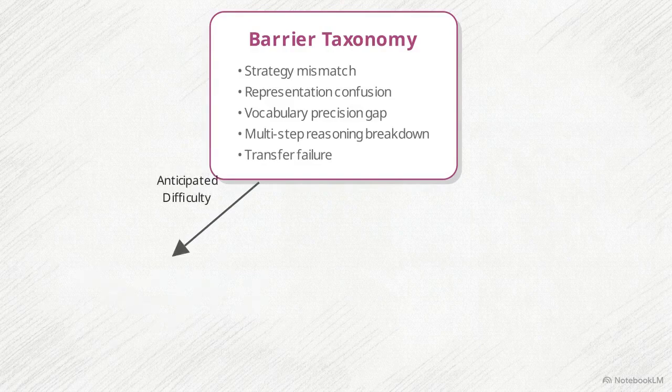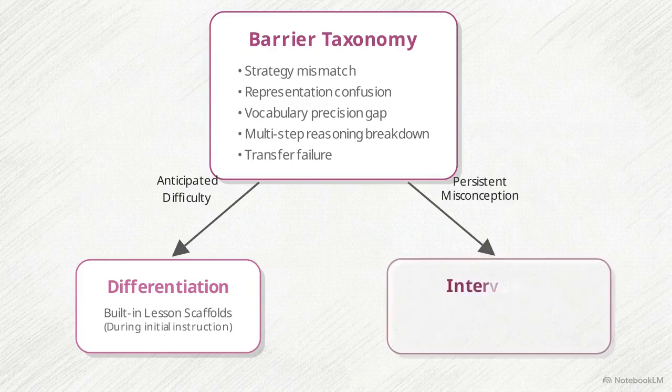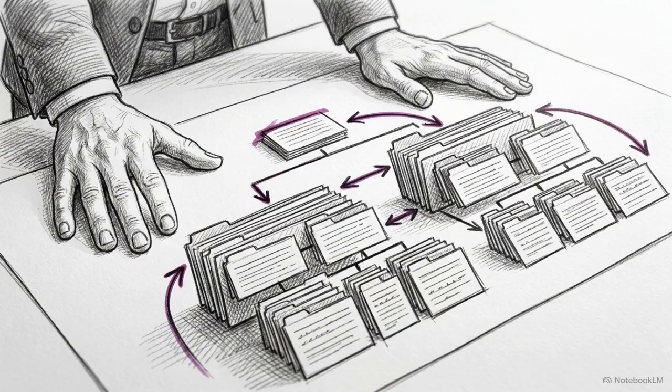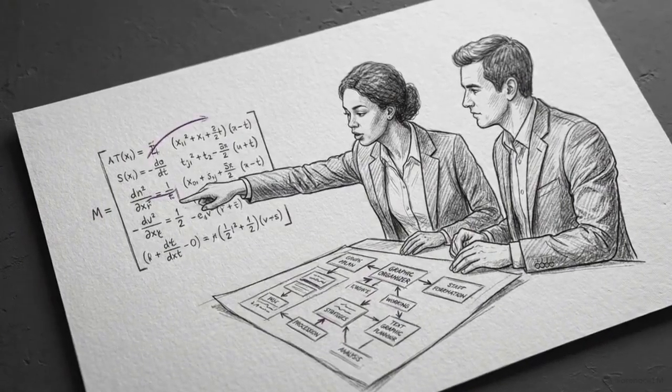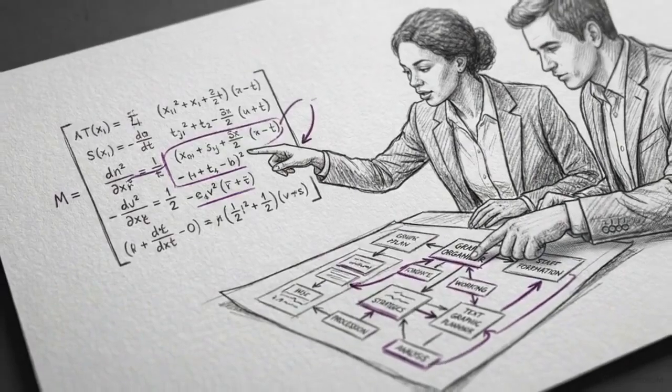Anticipated hurdles are addressed through differentiation, building scaffolds directly into initial lesson design. But persistent misconceptions require intervention. A targeted, structured response applies after initial instruction fails, specifically chosen to address the identified barrier. Teachers practice this by sorting student scenarios into these categories, ensuring they can match the right instructional scaffold to the right barrier. By identifying the specific why behind a student's struggle, teams move from reactive repetition to targeted instructional precision.